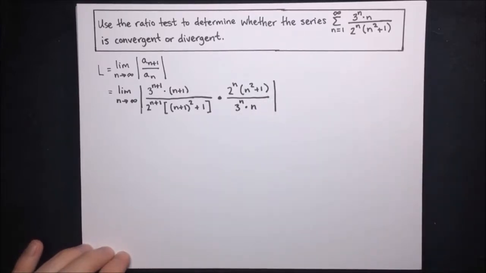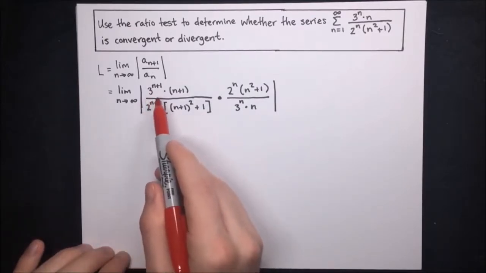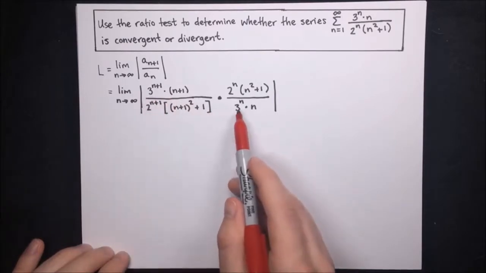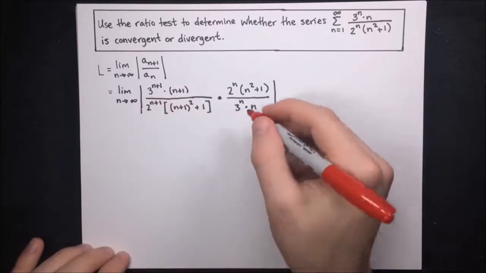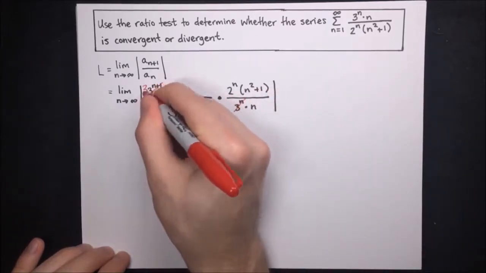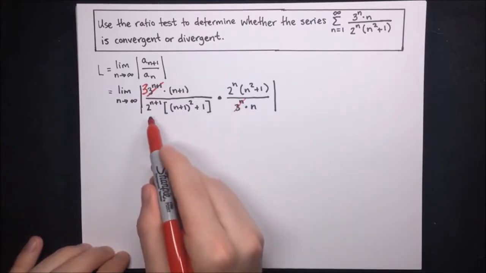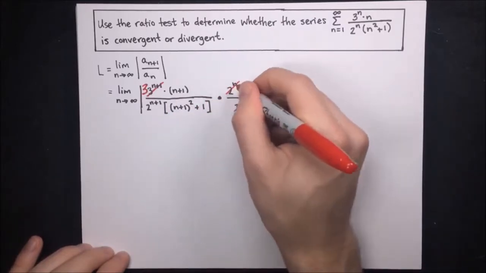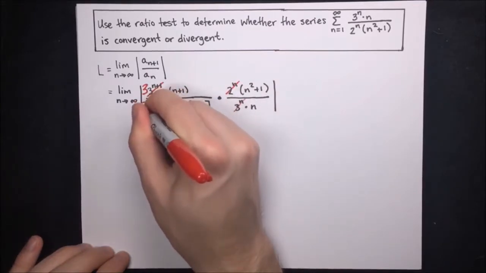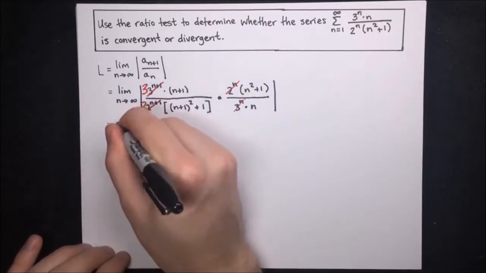Immediately we see that some things cancel. This 3 to the n plus 1 is just 3 to the n times 3 to the 1, so 3 to the n times 3, and that 3 to the n will cancel out with this 3 to the n down here. So cancel the 3 to the n, and then all that's left over up top is 3. It's the same idea with this 2 to the n and 2 to the n plus 1. We can cancel out a 2 to the n from both of these terms, and what's left over is a 2. And now that we've canceled, let's go ahead and simplify this limit.